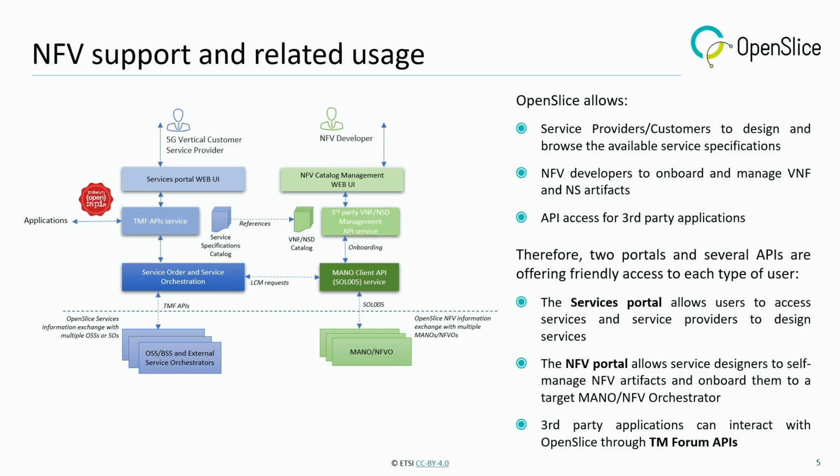Starting from the origins of OpenSlice, which was originally to provide NFV support. OpenSlice used a portal and APIs to allow service providers and customers to design and browse any available services offered. It also served NFV developers, especially centered at the NFV world, who can onboard NFV artifacts, VNFs and NSDs, that you're already familiar with from OSM probably, and also third-party applications that have direct access towards the API. So there are two portals for this reason. The services portal is oriented around the service providers, and the NFV portal is oriented around the NFV developers. And of course, as we've said, there is third-party access via TM Forum APIs that third-party services can leverage to communicate directly with OpenSlice.